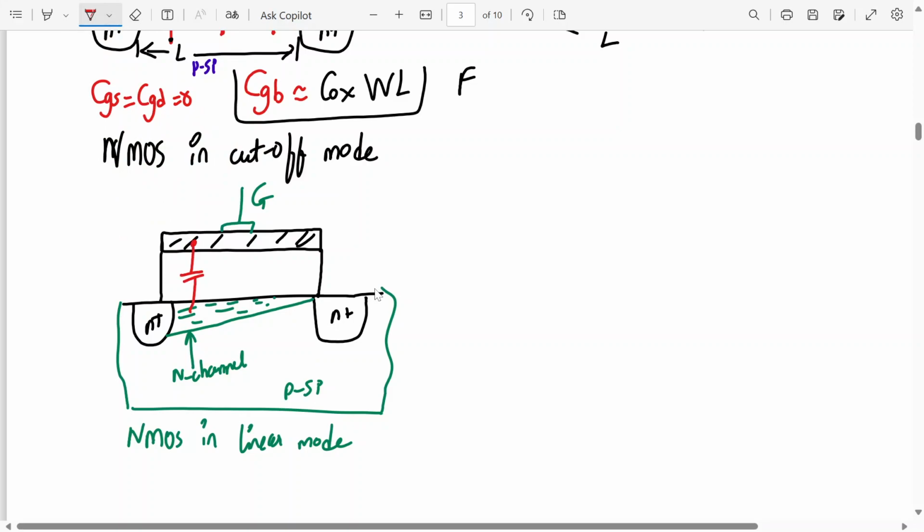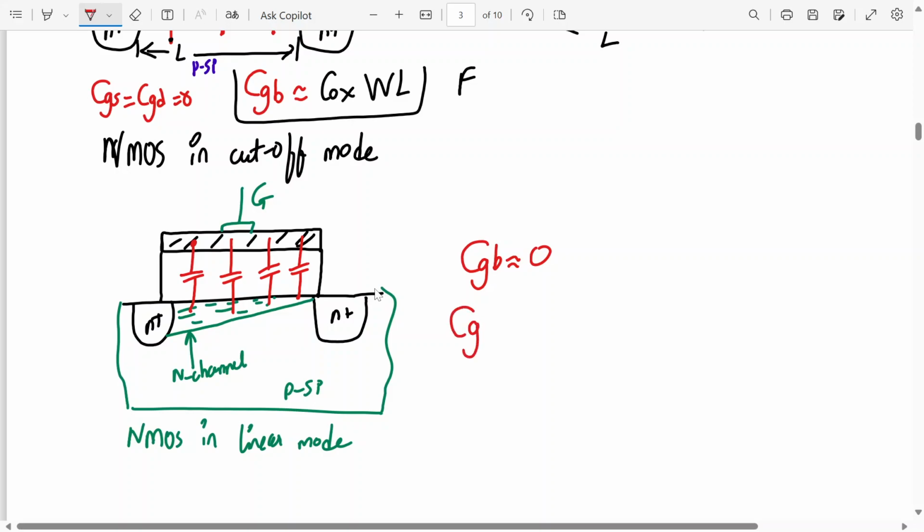It will be 1. These will be distributed like this across the channel only. They will be connected to CGS or CGD, but none will be CGB. So here in the linear mode, CGB will not be present. Why? Because the N channel will effectively shield the P substrate from the gate. The gate to channel capacitance over here is equally shared between source and drain.